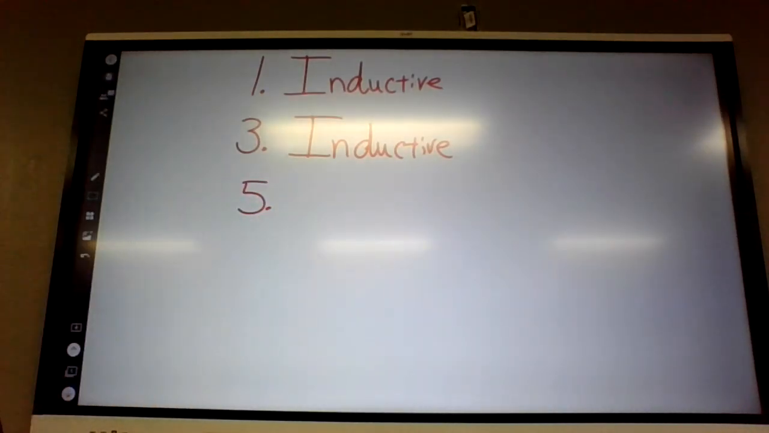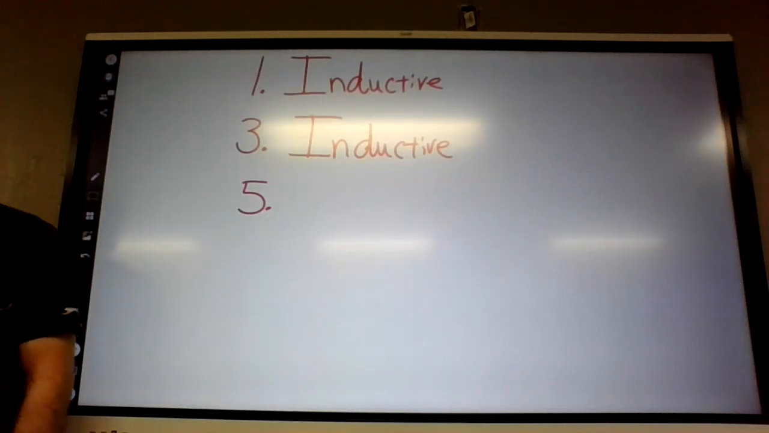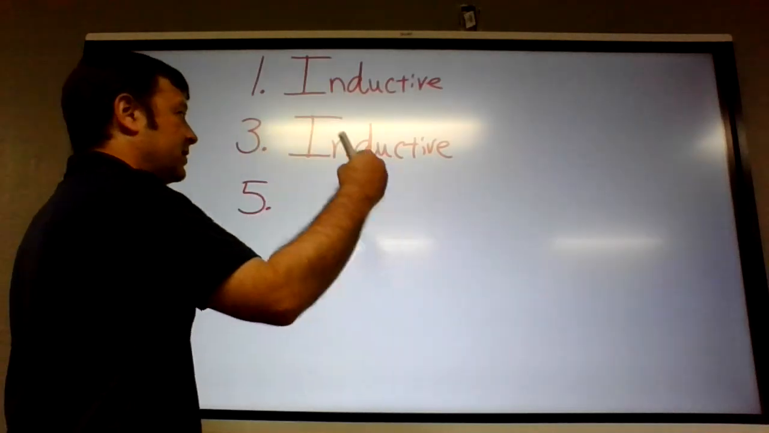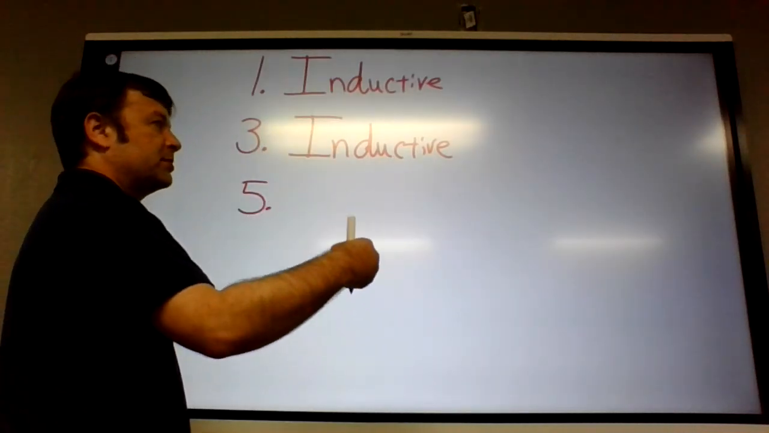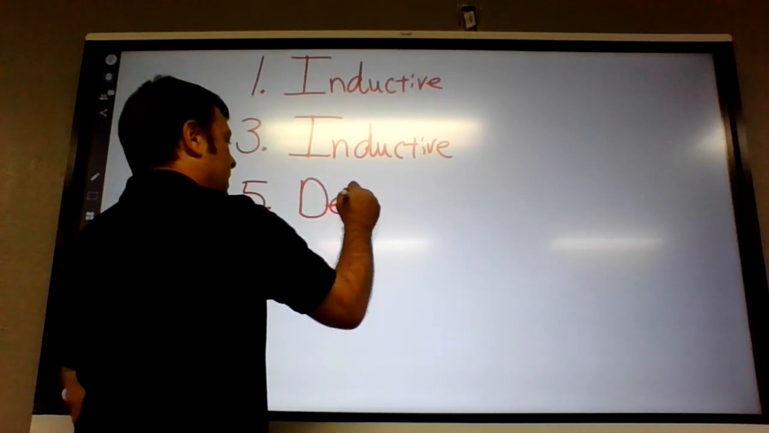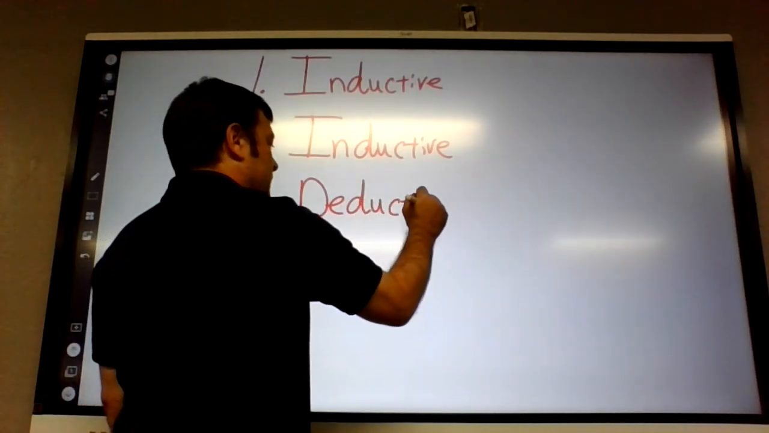Okay, number 5. Two lines intersect. Every line contains at least 2 points. 3 distinct non-collinear points lie in exactly one plane. Therefore, 2 intersecting lines are in exactly one plane. Okay, that's deductive. This is the rule, this is the rule, this is the rule, so this is what has to be. So, that's deductive reasoning.